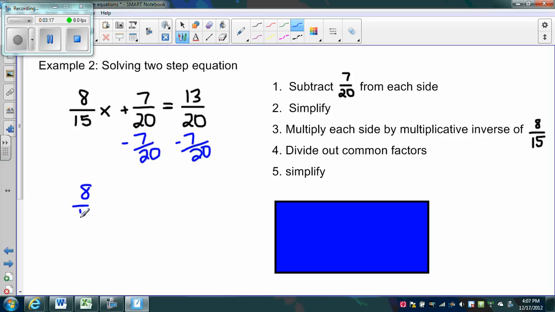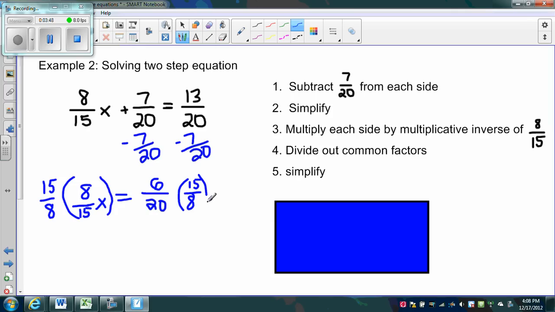So we're left with 8/15 x equals, well, 13 minus 7 leaves us with 6 over 20. And now it's just like the previous slide. Now we can just multiply by the reciprocal, or the multiplicative inverse. These cancel here, leaving us just with x. And now we have 6 times 15 over 20 times 8.